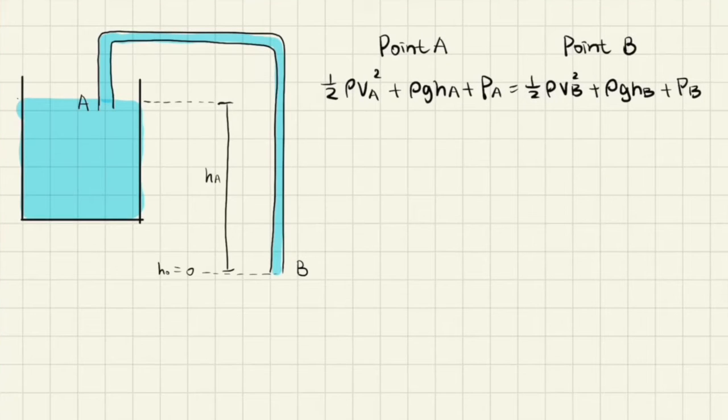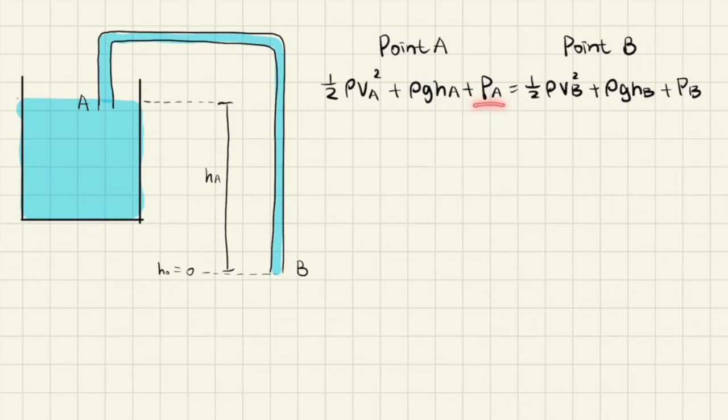For this experiment, we'll be using Bernoulli's principle to determine G. We've got a tube filled with water, and one end is in a container filled with water as well, and the other end is in the air, and the two ends are at different heights. And this equation is based on Bernoulli's principle.